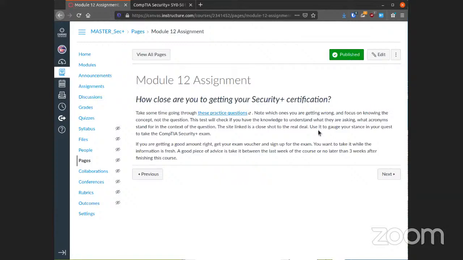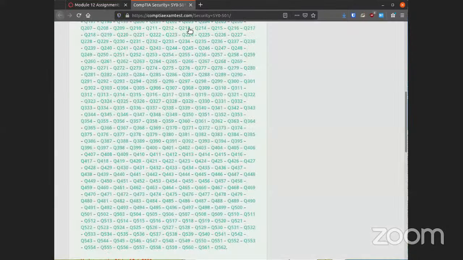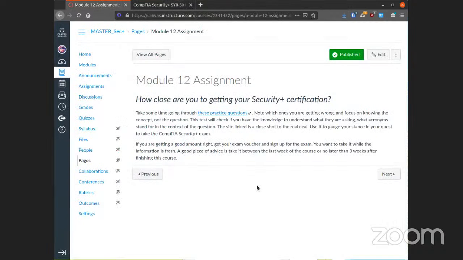So go through them. Note which ones you're getting wrong and focus on knowing the concept, not so much the question, because the test will check if you have the knowledge to understand what they're asking, like what acronyms are showing up, the context of the questions. Use this site to gauge your stance in your journey to getting the certification exam.